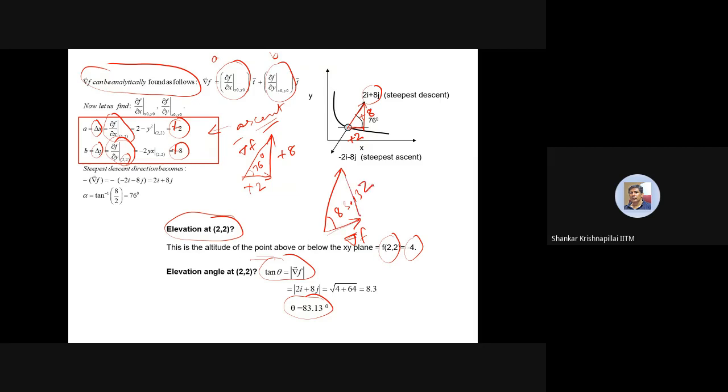So this is in the z-axis direction. Anyway, this is not important. Okay, this elevation angle is not important for our future use. Next, how to check for steepest ascent direction iteratively. So this is highly important. All algorithms in the future will use this type of logic.